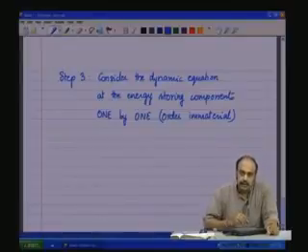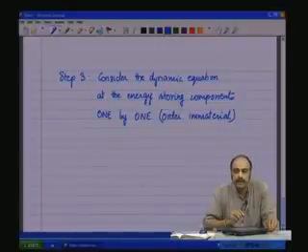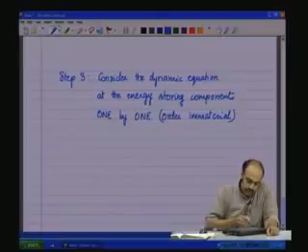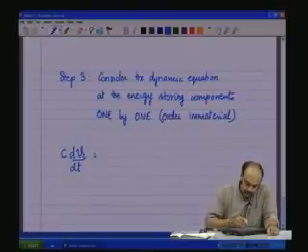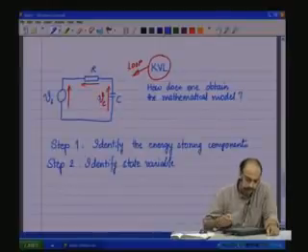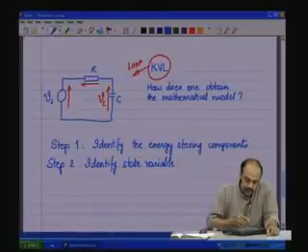So, in this case there is only one energy storing component, which is the capacitance. So, we need to look at the equation of the capacitors alone. So, the equation of the capacitance is C dVc by dt is equal to the current through the capacitance. So, if we look at the circuit here, we see C dVc by dt equal to the current through the capacitance.